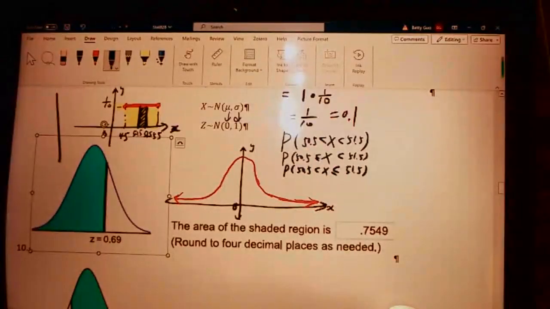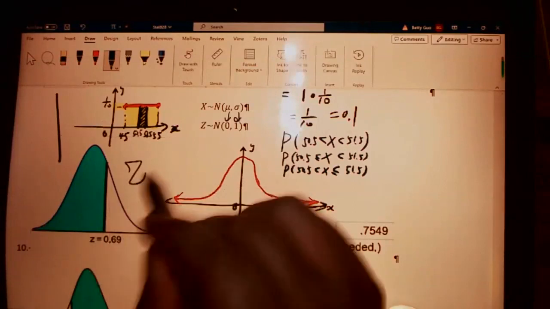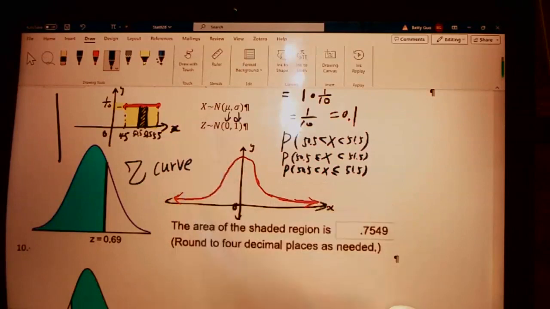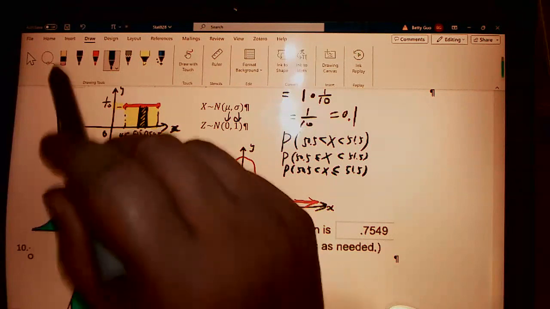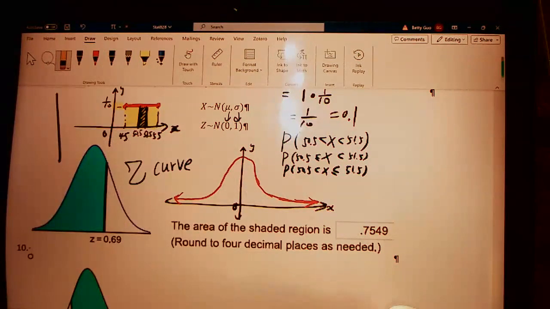We are given a standard normal distribution curve. Sometimes I'll just say Z curve. Instead of saying the three words, standard normal distribution curve, I'll just say Z curve. Z curve means the standard normal distribution curve, okay? By the way, it looks like it's closed, but no, it's not closed, it's open. It's just not very accurate. What are we looking for? We are looking for the area of the shaded region.